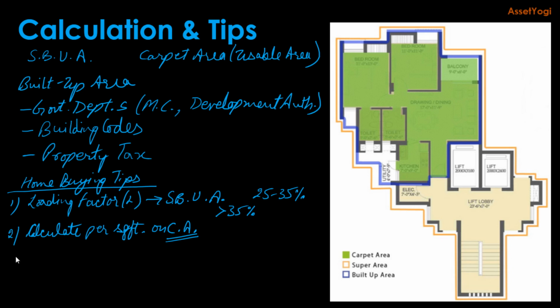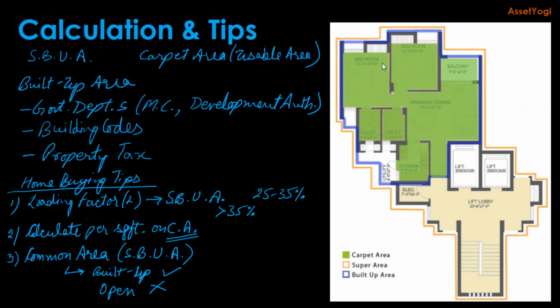Then you should also ask the builder about the common areas that are included in the super built up area, because only the built up common area should be included in the common area and not the open areas. So built up common area should be included and open common areas should not be included. So you should make sure that the builder has not included open common areas in the calculation of super built up area, because you are only going to pay for that. I have discussed about these home buying tips in more detail in our other videos on carpet area and super built up area. So I would request you to watch those videos also.